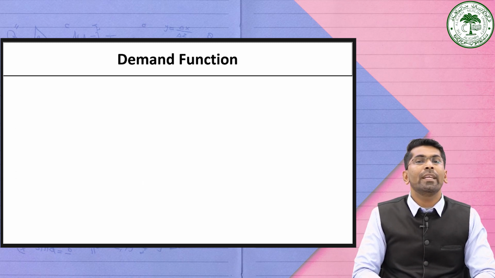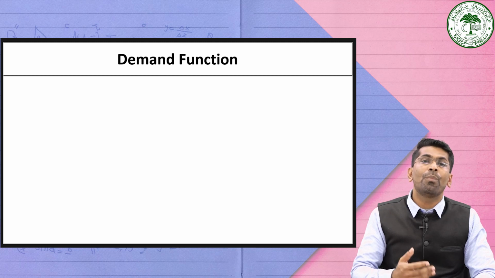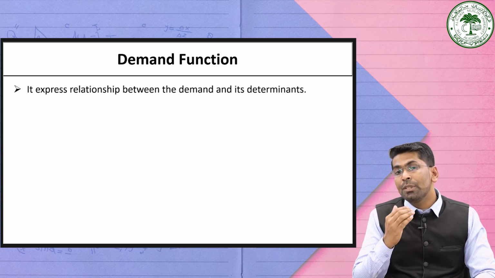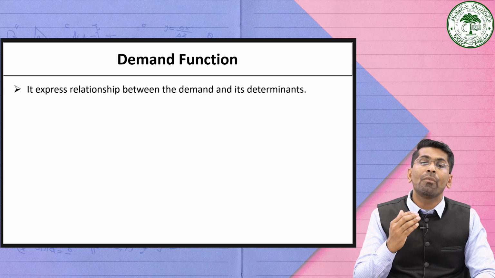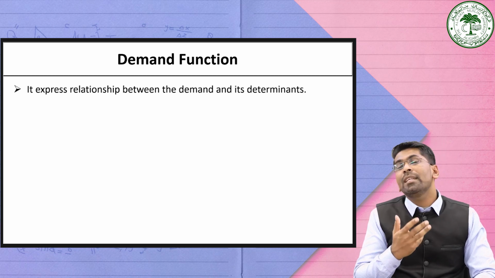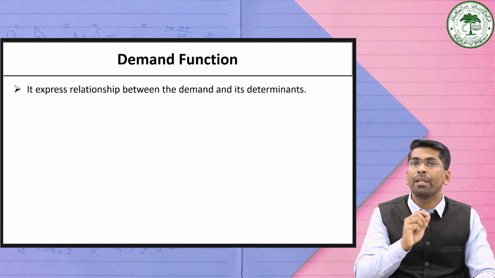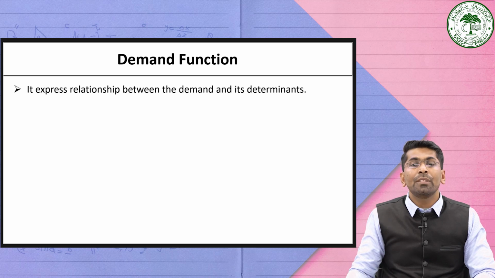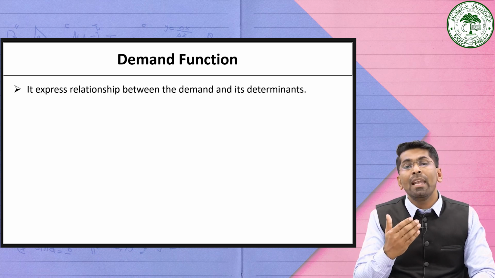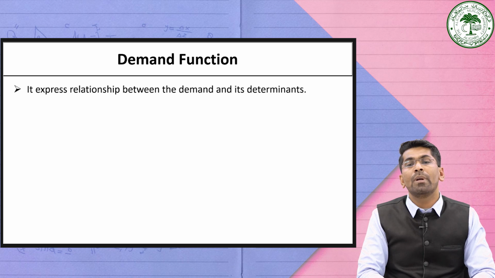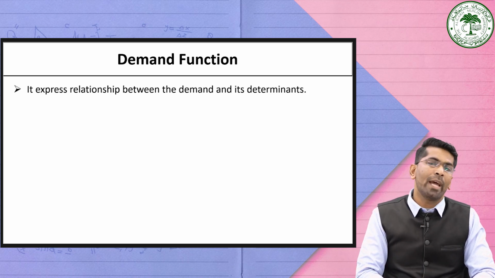The first such function is the demand function, which is one of the most popular concepts in economics. It represents the relationship between the quantity demanded of a good or service and various factors which are affecting that particular quantity demanded. The demand function specifies the amount of a particular commodity that a consumer or buyer is willing and able to purchase at each price in a series of possible prices during a specific period of time.